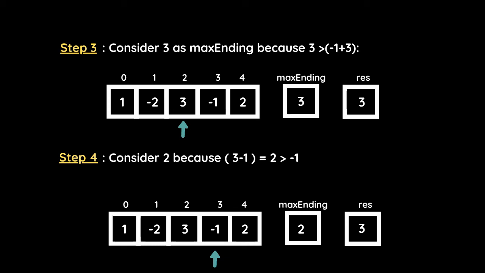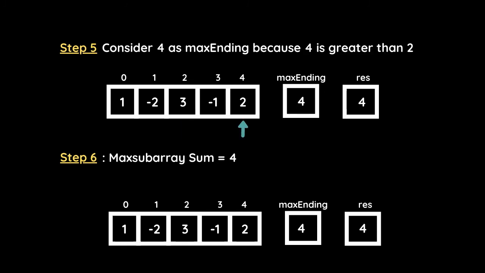Now in the next step, we have -1. Again we have 2 choices: either we take -1 or we take the sum of max ending and -1. The sum of max ending and -1 will become 2, which is greater than -1, the current element. So here we will take 2 as max ending. When we compare max ending and result, result is 3 and max ending is 2. That is why result will still be 3.